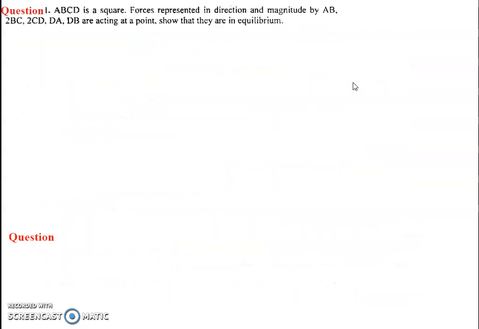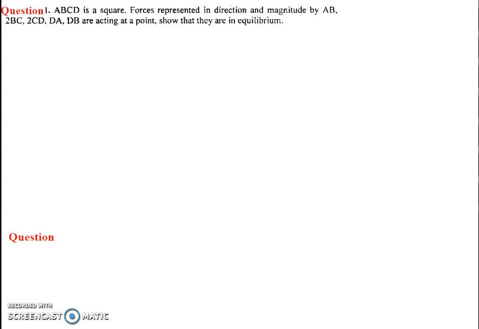Let's see this. So the first question is: ABCD is a square. Students, listen very carefully. Now we see the question. We will do some questions, and I am taking the question from the exercise. The first question is: ABCD is a square. Force is represented in direction and magnitude, very carefully, by AB.